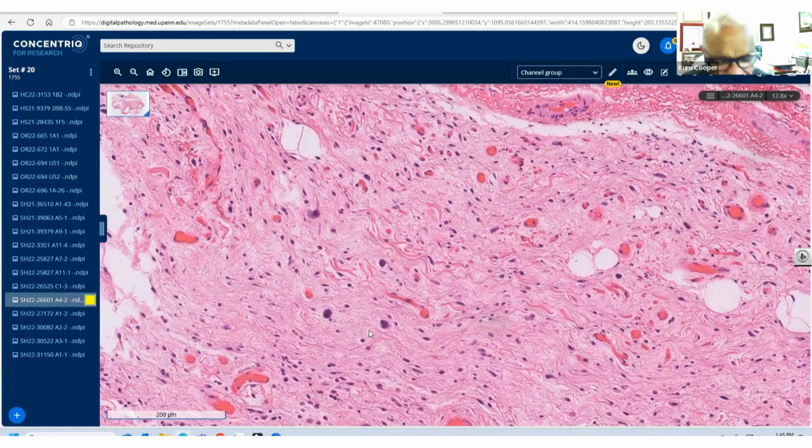The spindle cells would fit with the ropey collagen into a spindle cell lipoma, and those usually occur in the head and neck area. So the dermatopathologists like to call that the shawl area. When you wear a shawl at night, the women wear a shawl. So that's the head and neck, back and shoulders. That's the distribution of spindle cell lipomas.